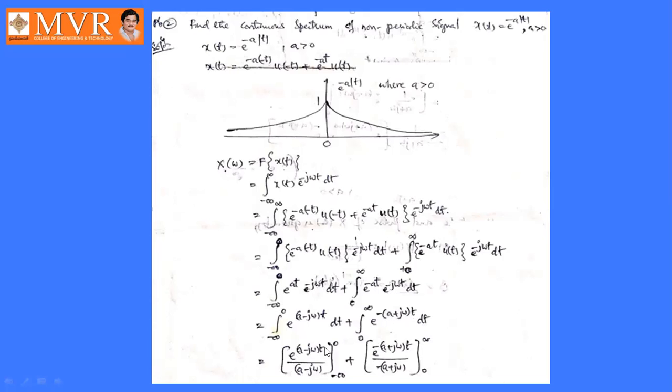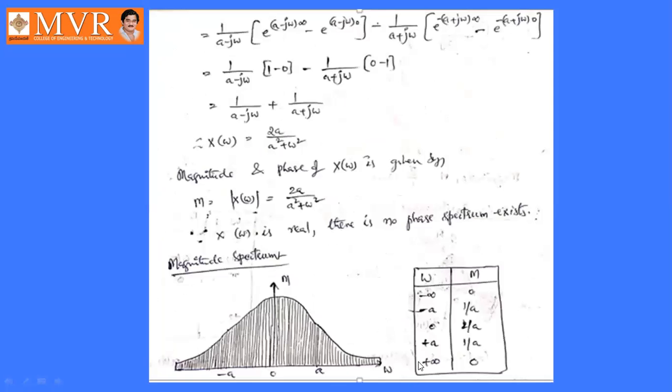So it is e power a minus j omega t by a minus j omega with limits minus infinity to 0, and it is e power minus of a plus j omega t by minus of a plus j omega with limits 0 to infinity, right? By simply substituting and simplifying this, we'll get X of omega equal to 1 by a minus j omega plus 1 by a plus j omega, or it is 2a by a square plus omega square.